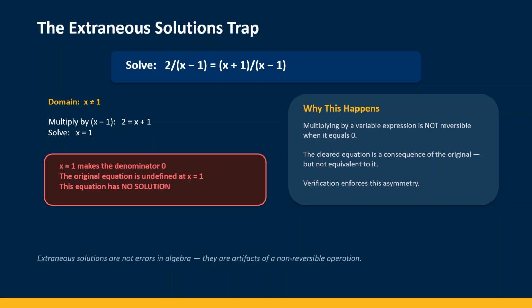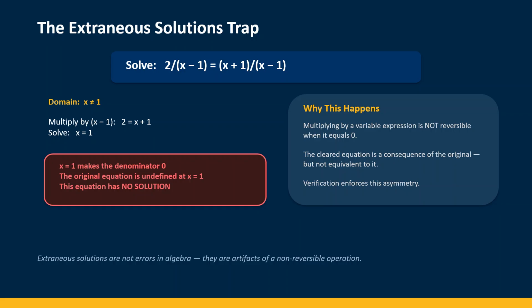This slide addresses the extraneous solutions phenomenon, which constitutes the single most important conceptual challenge in this lesson. Consider the equation 2 over x minus 1 equals x plus 1 over x minus 1. Both sides share the denominator x minus 1, so the domain restriction is x not equal to 1. Multiplying both sides by x minus 1 clears the denominators, yielding 2 equals x plus 1, and hence x equals 1.